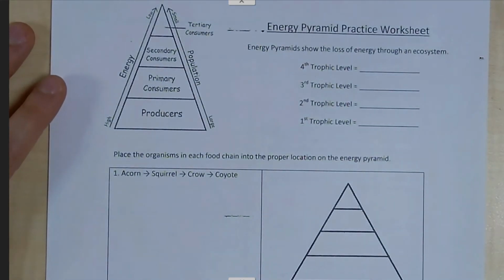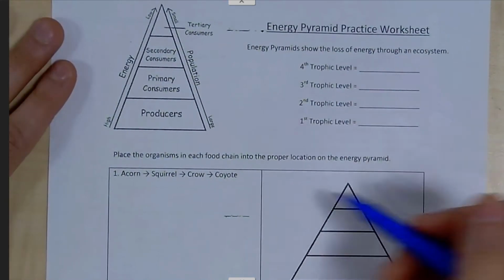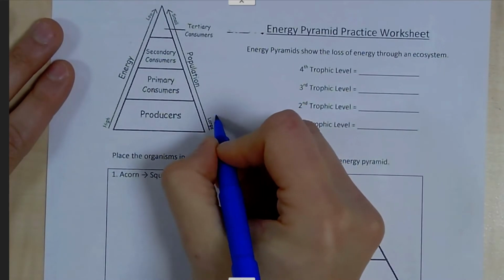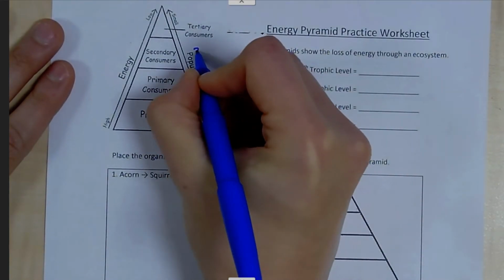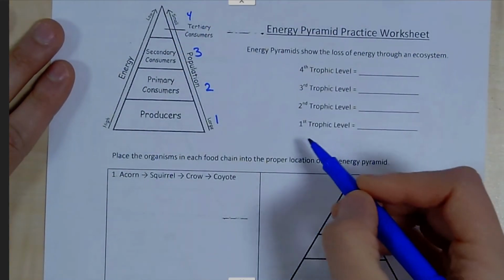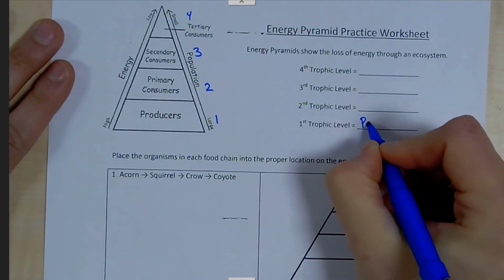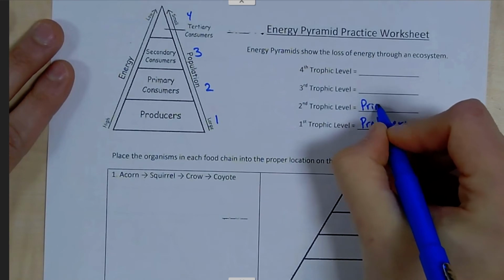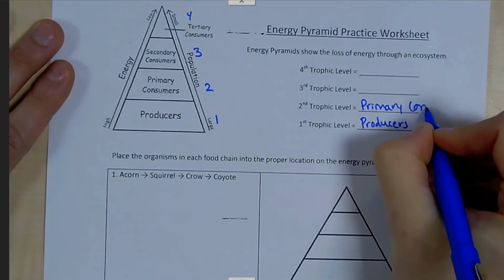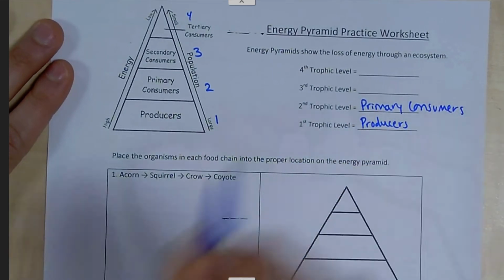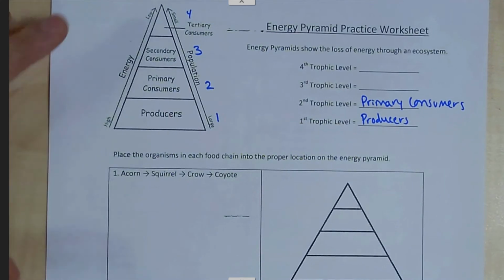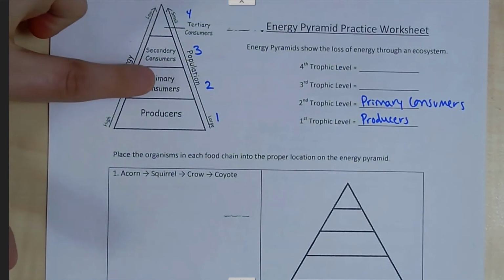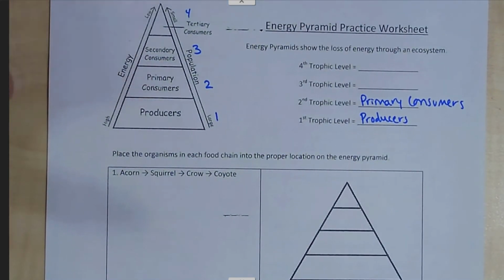So I'm going to help you out filling in this level. So this would be our first trophic level, second, third, and fourth level. So our first level would be our producers. Second level would be our primary consumers. And I'll let you fill in the third and fourth. Don't be confused with primary is your first level consumer.